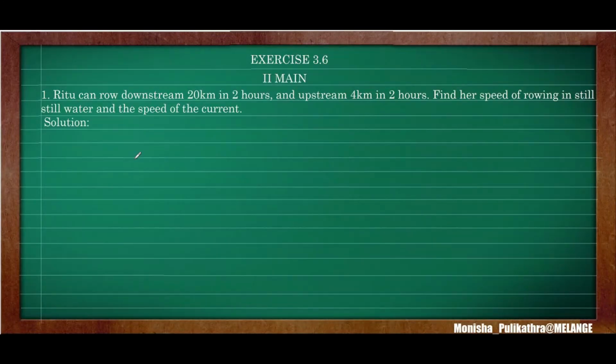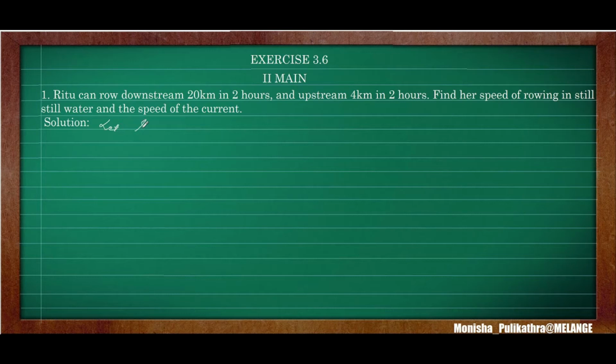Moving to the first question of exercise 3.6 second main, that is a statement problem. Ritu can row downstream 20 km in 2 hours and upstream 4 km in 2 hours. Find her speed of rowing in still water and the speed of the current. Here we need to find out the speed of rowing in still water and the speed of the current.